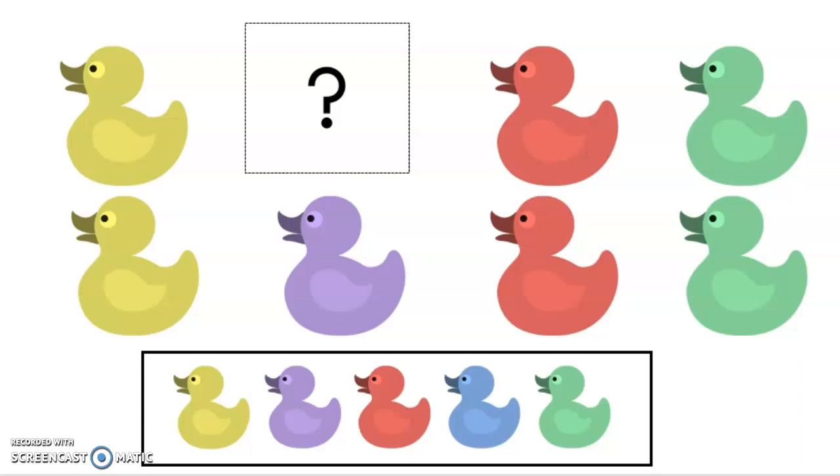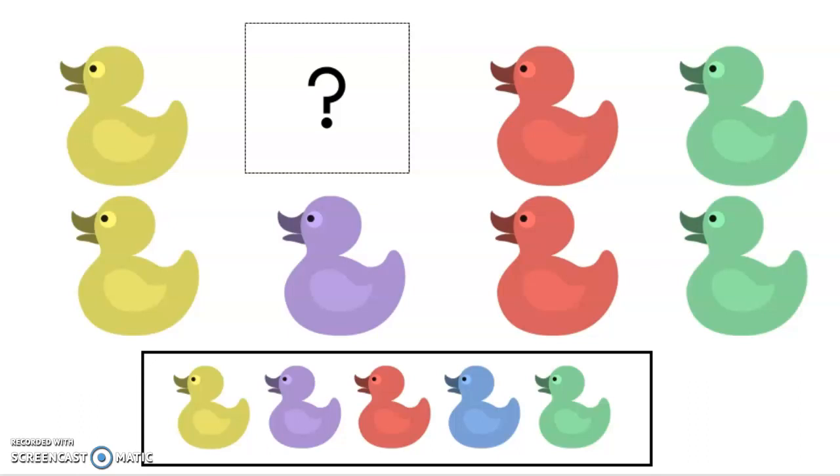In this first slide, we see 4 different colored ducks. From the option box below, we need to find the missing duck to drag into the box. To complete the pattern, we have to see which colored duck should go in the box. By looking at the box below, I see that there's a blue duck, but there's no blue duck in the pattern, so that one we're not going to use.